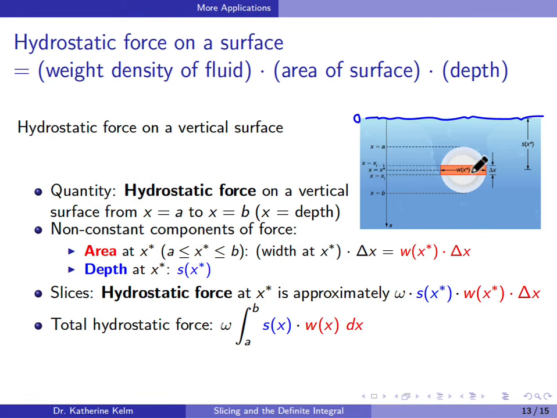We've worked out the area, and we've worked out the depth. So the hydrostatic force at x star for this slice is going to be omega, the weight density of the fluid, times the depth at x star, times the width at x star times delta x. So the total hydrostatic force is going to be omega times the integral from a to b of S of x times w of x dx.